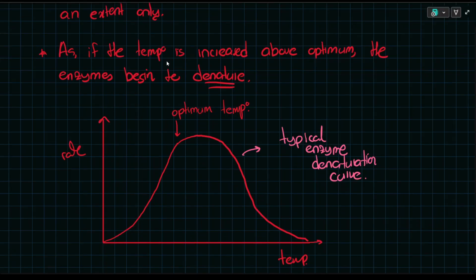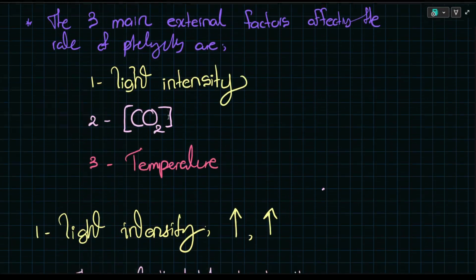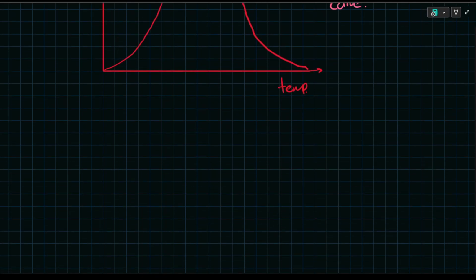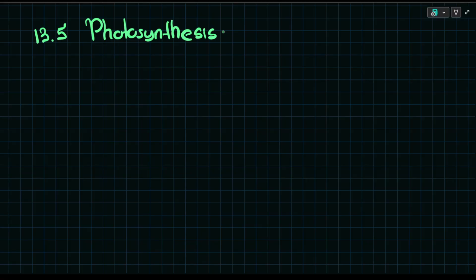So that is basically all of the limiting factors and how they affect different stages and the overall stages of photosynthesis and how they interact with each other. Moving on to the final part of photosynthesis that we have to discuss. This will be 13.5, the experimental part of photosynthesis.